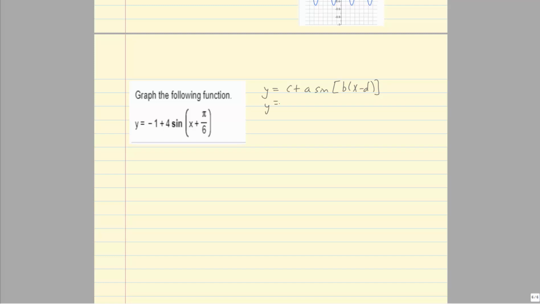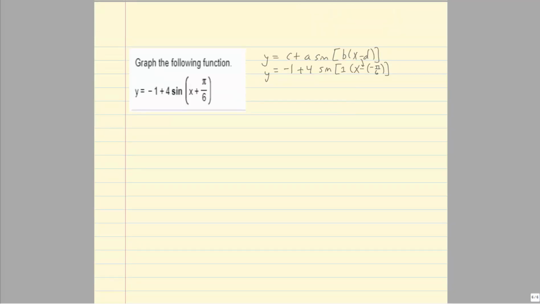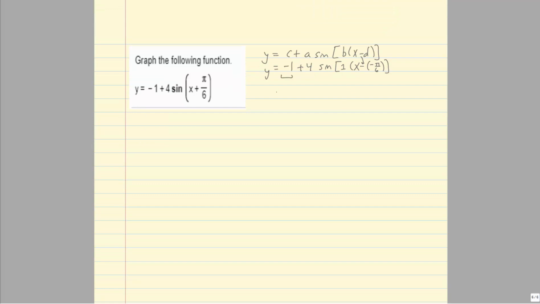So we match this, and I'd have a -1 plus a sine. Now my value for b here is just an implied 1, if we want to think about it like that, x minus a negative pi over 6, because we need that minus sign right here. So this value of b is 1 isn't really all that important. I'm going to just put it in just so we can see it here. So this would be a vertical shift down 1 unit. And I'm going to do this last. We always have to do the vertical shifts last.